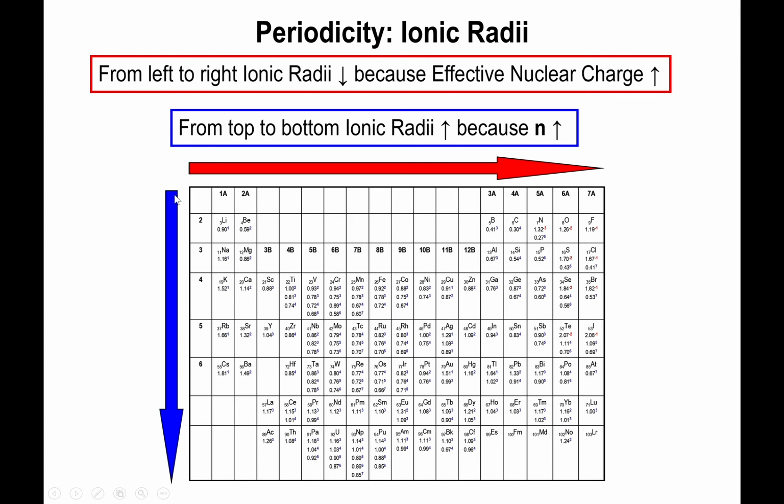Now, in general, however, from left to right, what we tend to see is a decrease in the ionic radius, and the reason why is because of the effective nuclear charge, the same reason as the atomic radii. And from top to bottom, we see an increase in the radius because we're going to higher and higher energy levels. The principal quantum number increases as we go down in the series. So the same explanations for the atomic radii apply to the ionic radii.